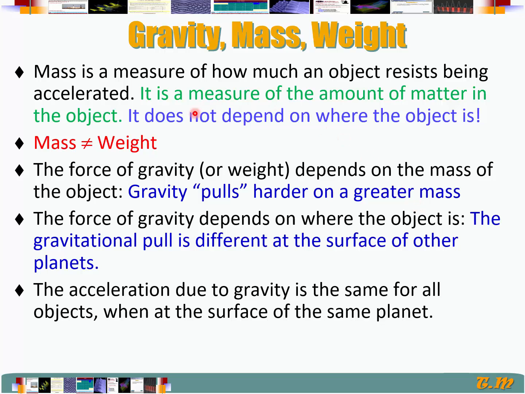Let's discuss the distinction between gravity, mass, and weight. Mass is a measure of how much an object resists being accelerated. The more mass it has, the more difficult it is to accelerate it. It is also a measure of the amount of matter in the object. It does not depend on where the object is. The amount of matter is going to be the same.